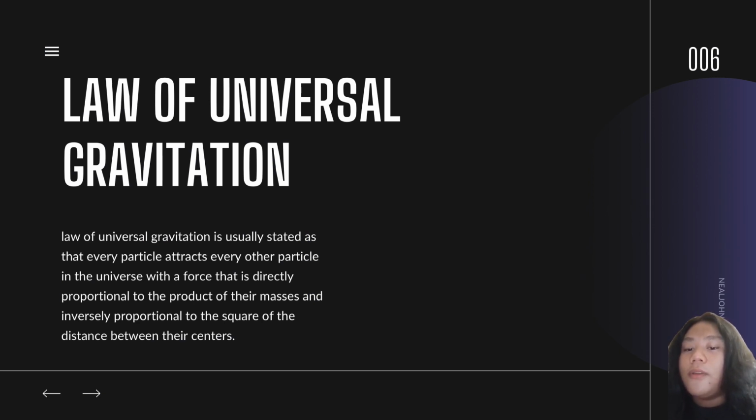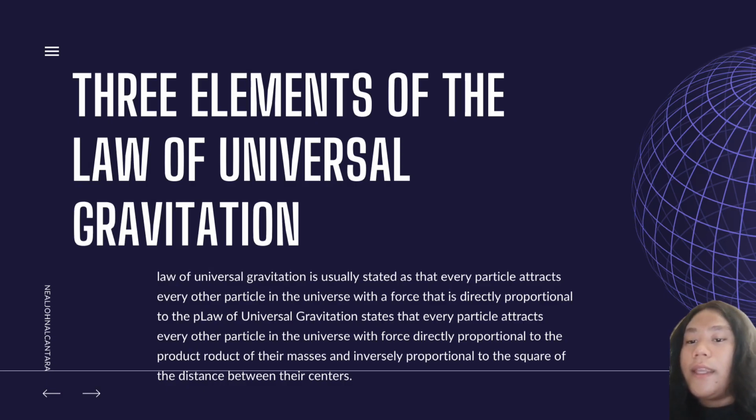Law of universal gravitation. The law of universal gravitation is usually stated as: every particle attracts every other particle in the universe with a force that is directly proportional to the product of their masses and inversely proportional to the square of the distance between their centers. Law of universal gravitation states that every particle attracts every other particle in the universe with a force directly proportional to the product of their masses and inversely proportional to the square of the distance between their centers.